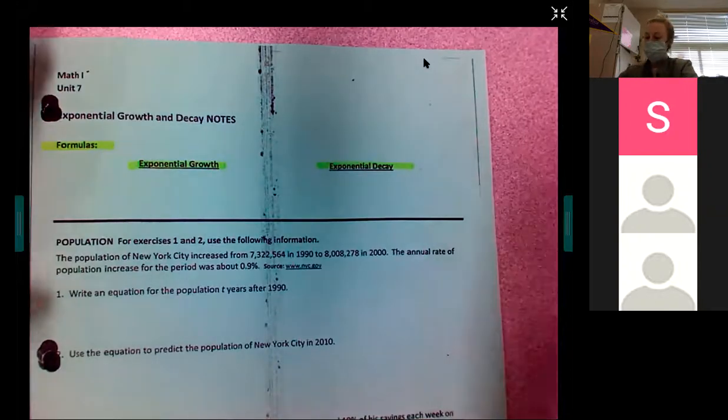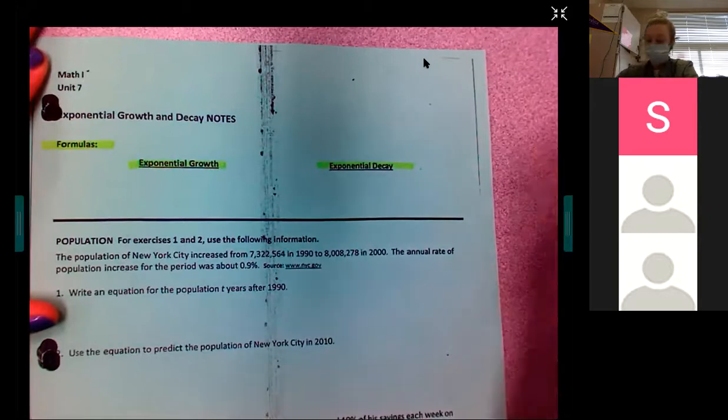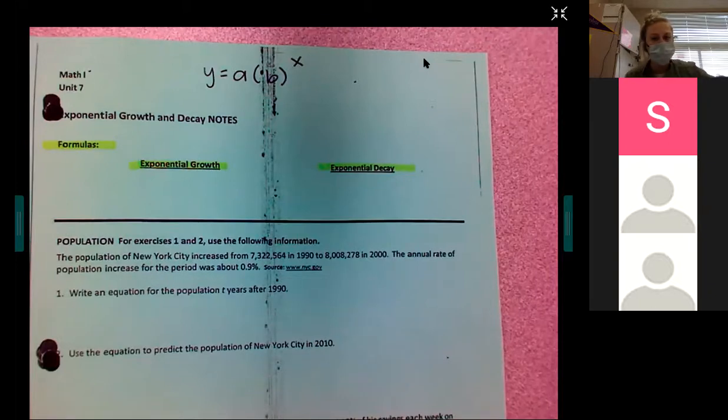Just to review, what is the formula for any kind of exponential function? I heard a, b to the x, and I heard y equals. Good job. Y equals a times b to the x. So this is just review. You guys write this on your paper. People at home, you should already have this in your notebook, so you do not have to write it. Just make sure you're really paying attention.